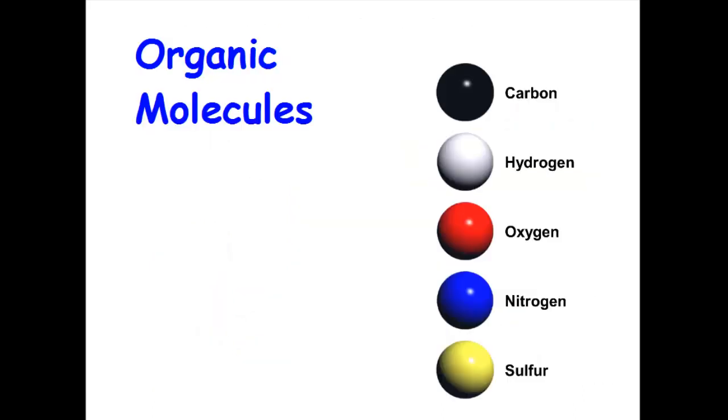So let's start off by having a look at what we mean by organic. Now, organic molecules have carbon and hydrogen in them, and they quite often have oxygen, nitrogen and sulfur in them, but predominantly they're what we say carbon-based molecules.